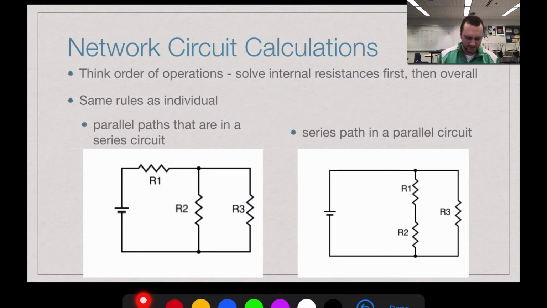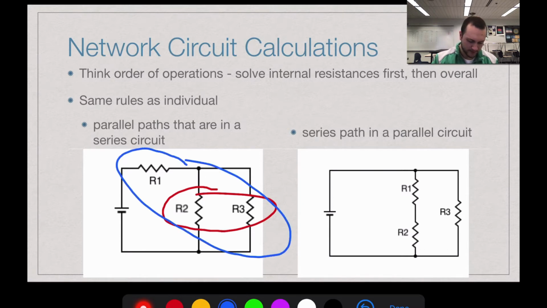So what that means is on the left-hand side here, where we have our parallel path that is within the series circuit, we would want to solve the parallel first. Then we would go through and solve the series, right? So notice that we're looking at the internal resistances first, in this case in parallel, then we're going to do the overall, which would be the series. That is why this is a parallel circuit that is in series.